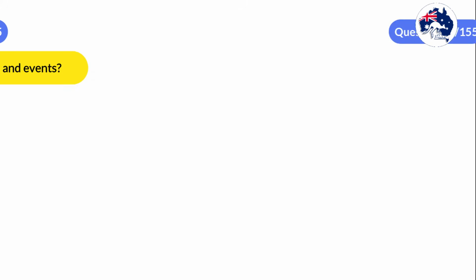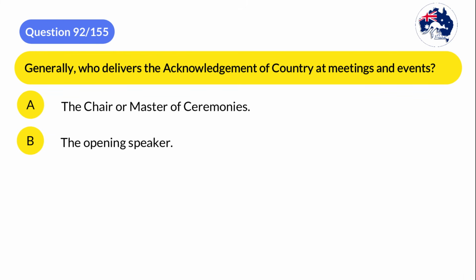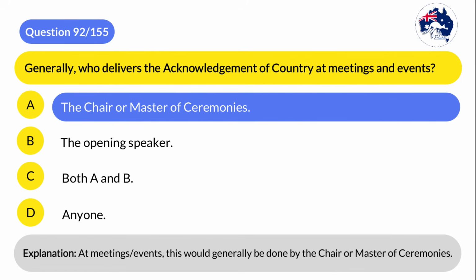Question 92. Generally, who delivers the acknowledgement of country at meetings and events? A. The chair or master of ceremonies. B. The opening speaker. C. Both A and B. D. Anyone. The correct answer is A. The chair or master of ceremonies. Explanation: at meetings or events, this would generally be done by the chair or master of ceremonies.